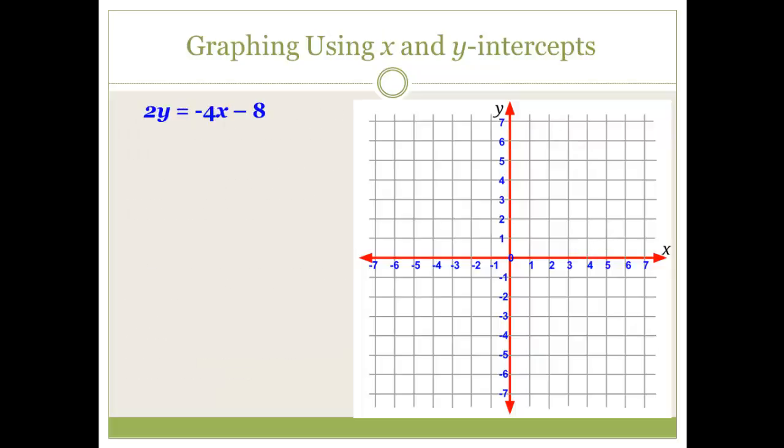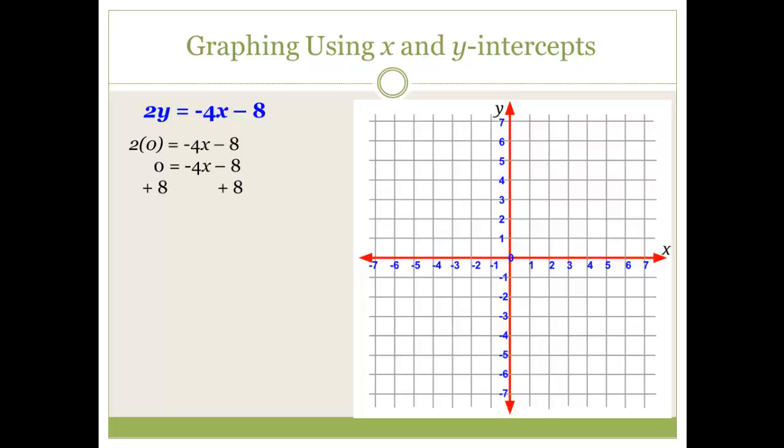In order to graph 2y equals negative 4x minus 8, we must first find the coordinates for the x and y intercepts. First, let's find the coordinate when y equals 0. Once we plug in 0 for y, we solve to isolate x. 2 times 0 equals 0. We are left with 0 equals negative 4x minus 8.